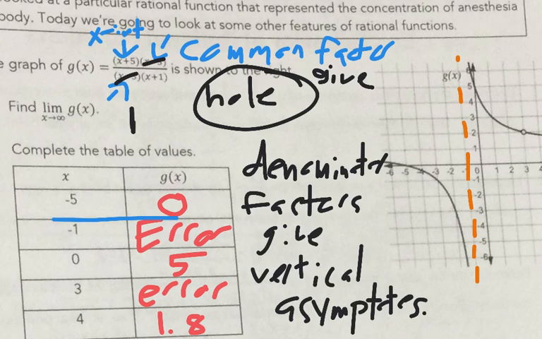So if you think about it, the numerator gives x-intercepts. The denominator gives vertical asymptotes. If there's a factor that's in both of them, it's a hole. Do you want me to say that again?